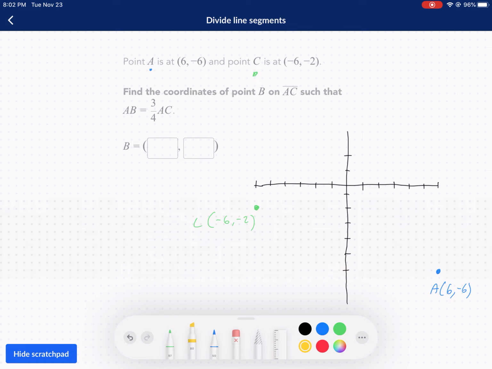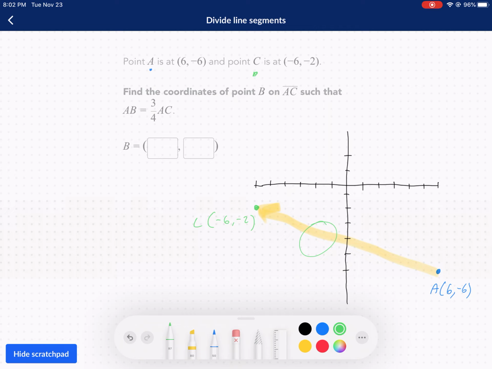And you can see that we have this distance here. I'm going to do this in yellow because I'm going to erase it. We have some sort of distance here, and we know that point B is 3/4 of the way there. Actually, going the other way around, we know that point B is 3/4 of the way to C. So we're looking for a point somewhere in this area, 3/4 of the way there.